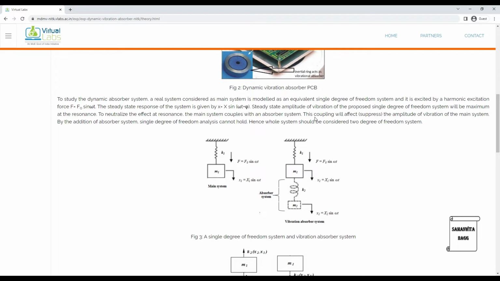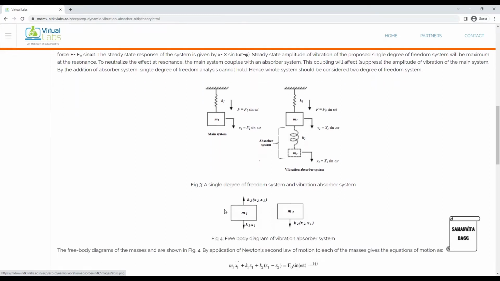Now, you understand that there is a main system as we have shown, and also there is an absorbing system which will consist of a mass and a spring. So if you have both of them, it cannot be shown as a single degree of freedom system because this absorber will also have some effect on this main system. So this will now be modeled as a 2 degree of freedom system.